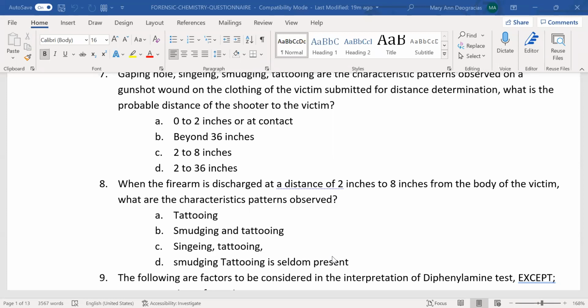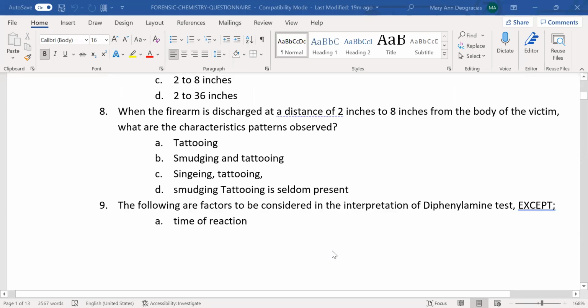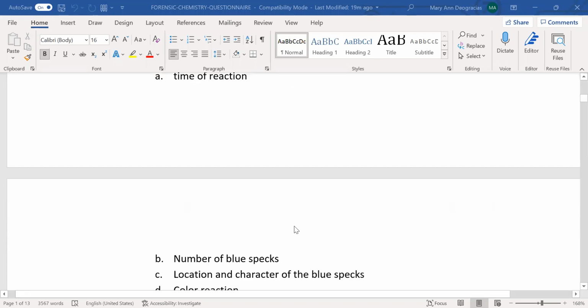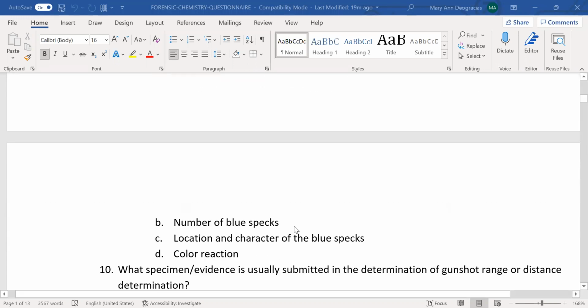Alright, number 9. The following are factors to be considered in the interpretation of the DPA paraffin test, except: A, time of reaction. B, number of blue specks. C, location and character of the blue specks. And D, color reaction. What is the answer?